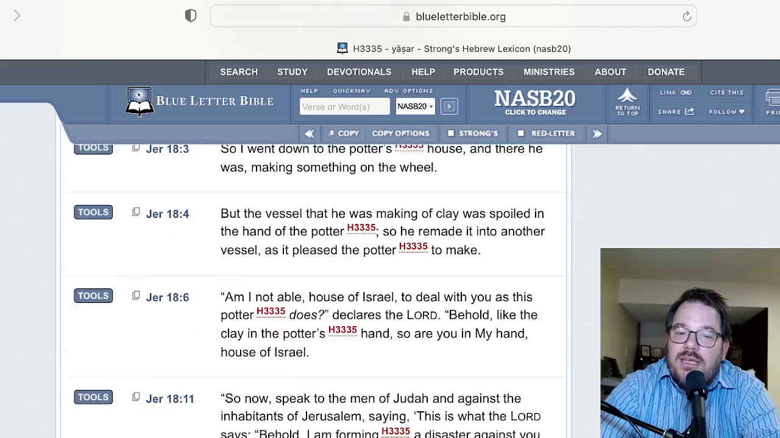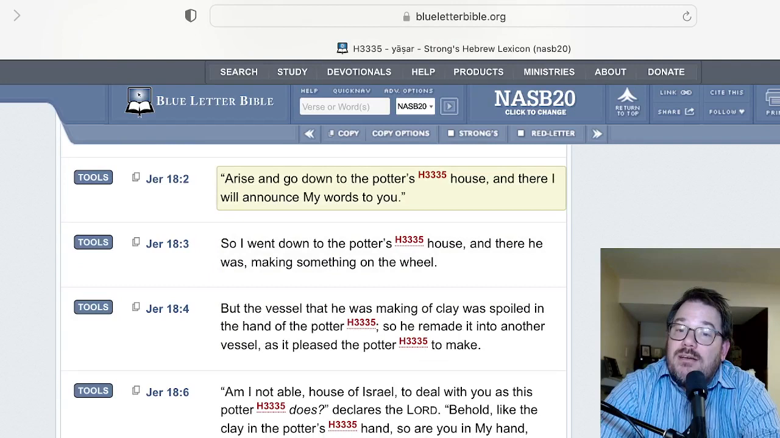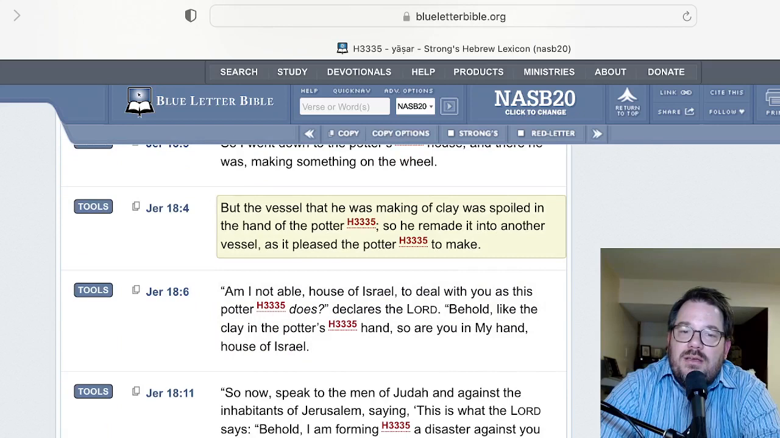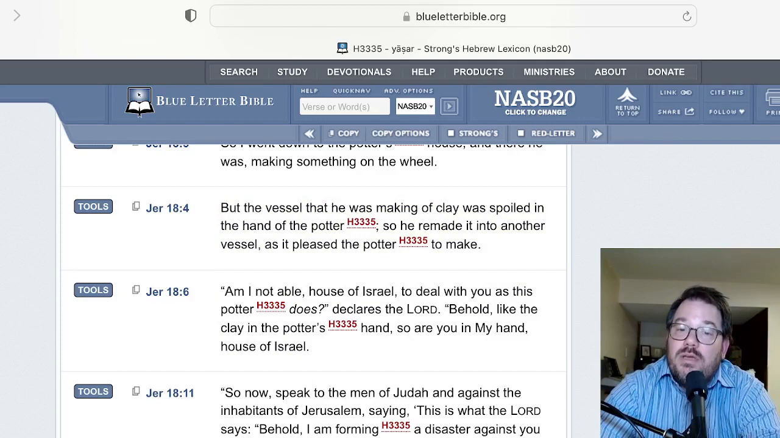Arise, go down to the potter's house. There's that word Yetzar, but here it's translated as a potter. In other words, this is the one who does the forming. Well, now you might want to read through that chapter, because he went down to the potter's house, and in verse 4, the vessel that he was making of clay was spoiled in the hand of the potter. So he made it into another vessel as it pleased the potter. This is all a reference to the one who's doing the forming.